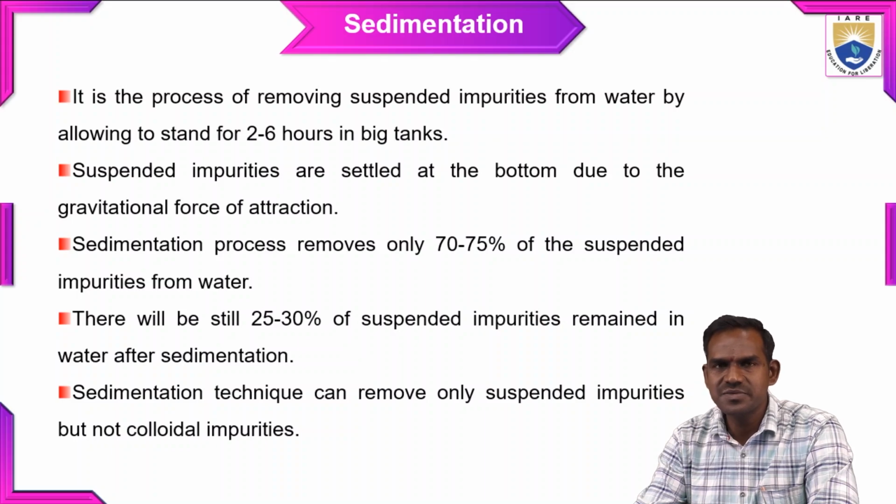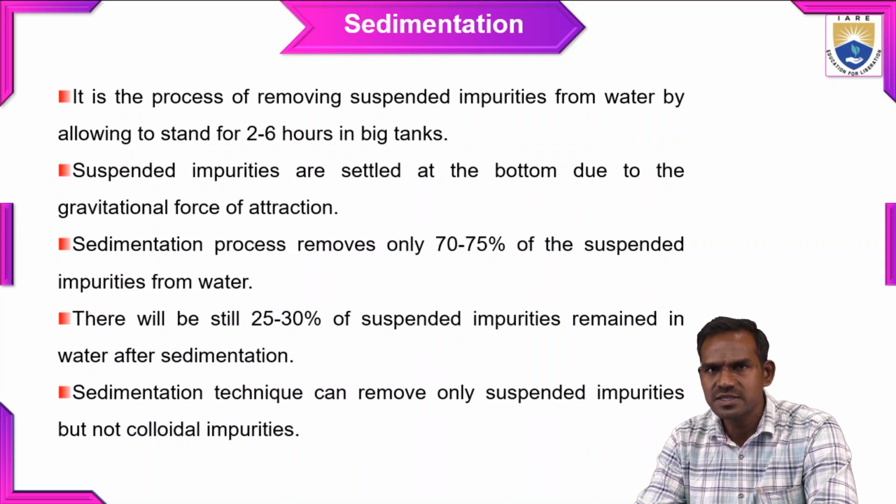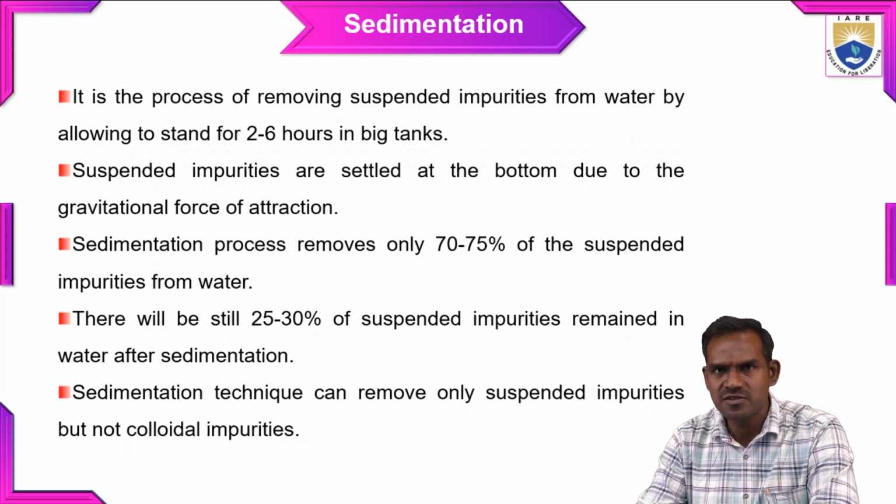And mainly the sedimentation process removes only 70 to 75% of suspended impurities. It means the efficiency of the sedimentation process is only 70 to 75%, which means that even after sedimentation, there will still be 25 to 30% of suspended impurities present in water. In addition to suspended impurities, there will also be colloidal impurities, which cannot be removed using the sedimentation process. And for the removal of the rest of the suspended impurities as well as colloidal impurities, there are other techniques.